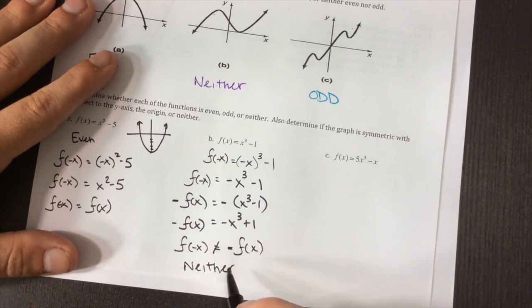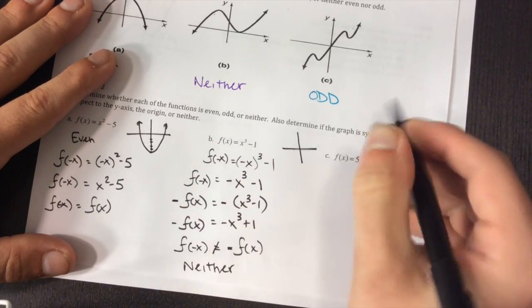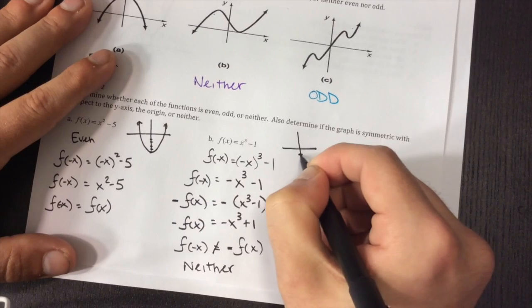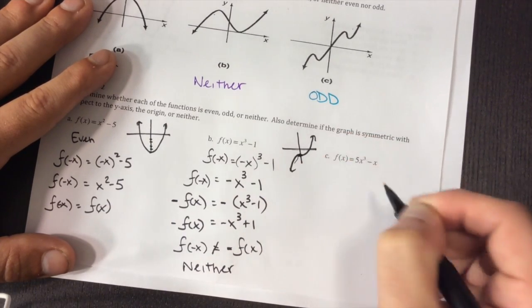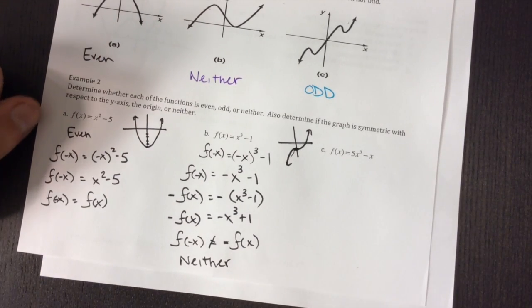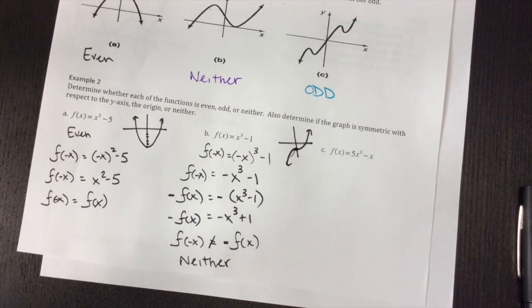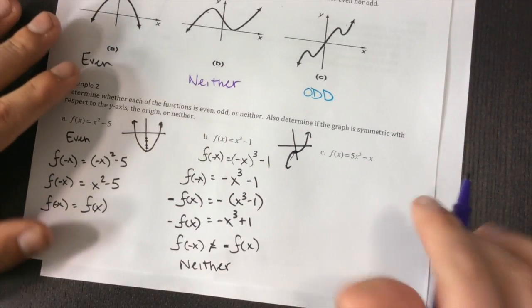It's not even, nor is it odd, so it's a neither function. And in fact, if we remember our translations, which we'll get to in a little bit, this is an x cubed graph just shifted down 1, and since it's shifted down 1, we don't get any nice symmetries that we had before. So for the last one, for C, how about 5x cubed minus x?